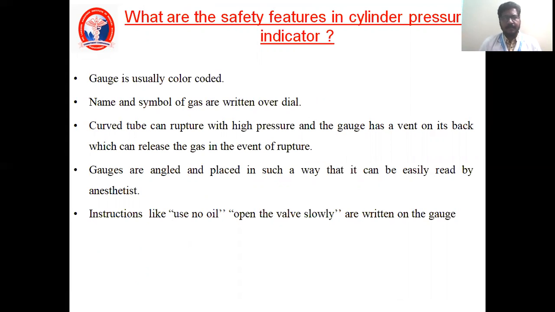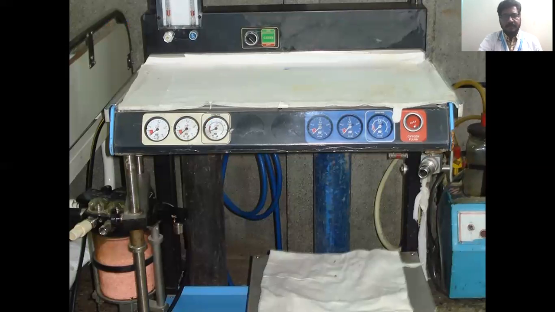Gauges are angled and placed in such a way that they can be easily read by the anesthetist. Instructions like use no oil, open the valve slowly, or turn on the gauge. This is a Boyle's apparatus. As you can see, the Bourdon pressure gauges with the dial.